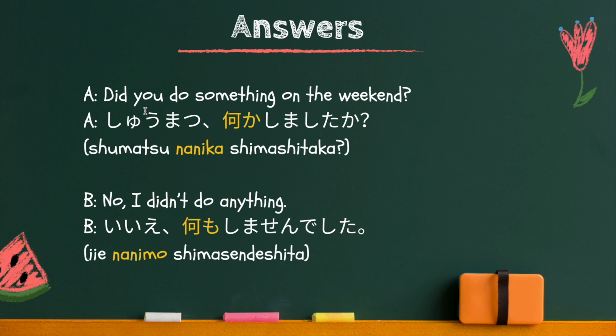Did you do something on the weekend, or did you do anything on the weekend? 週末何かしましたか? So something or anything in a question and positive sentence is 何か and no particle needed. No, I didn't do anything. いいえ、何もしませんでした. So anything in a negative sentence is 何も. And once again, no particle needed.